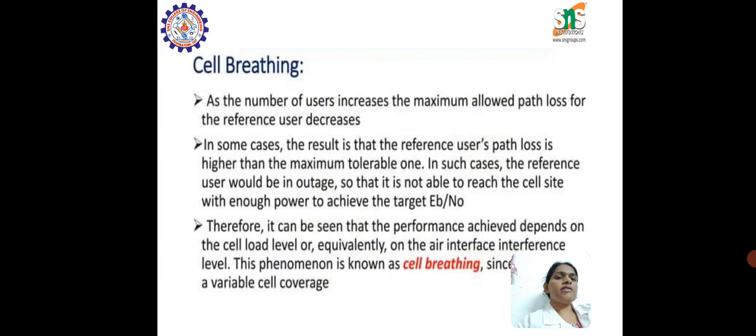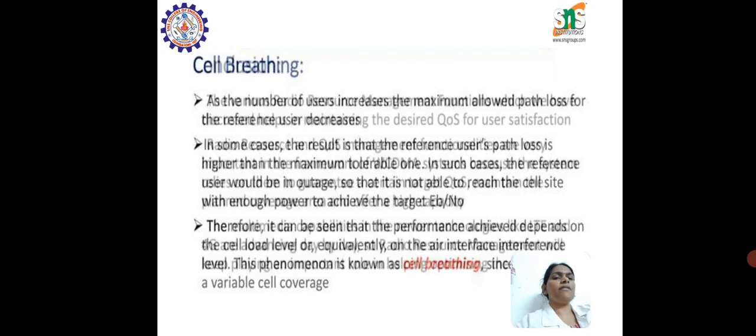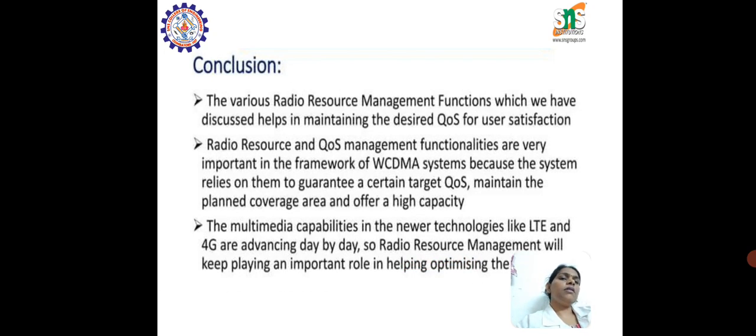So next let us go to cell breathing. Cell breathing is something where, as the user load increases, the maximum allowed path loss for a reference user decreases. In such cases the result is that the reference user path loss is higher than the maximum tolerable limit. So here it can be seen that the performance achieved depends upon the cell load level on the air interface, the interference level. This phenomenon is said to be cell breathing because of the variable cell coverage. So the main conclusion about this topic is that the various radio resource management functions discussed help to maintain the desired quality of service for user satisfaction.